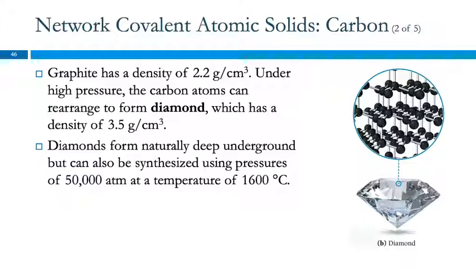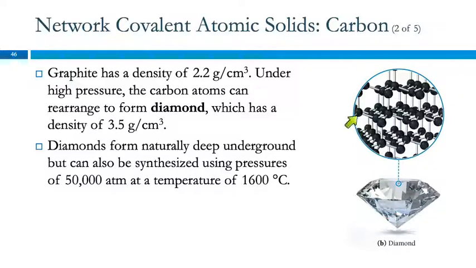If you take graphite and put it under very high pressure, the carbon atoms will rearrange and form a diamond. Graphite has a density of 2.2 grams per cubic centimeter. Diamond has a density of 3.5. It's more dense. Diamonds are naturally formed deep underground, but they can also be synthesized using high pressures and temperatures.